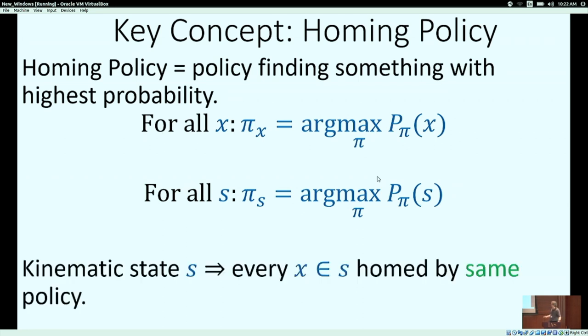Okay, and then if you have a kinematic state, it's a quick observation, that implies that every observation is homed by the same policy. Right? That means that the number of homing policies we might be concerned with is inherently relatively small because it's dependent upon the latent state space rather than our observation space.